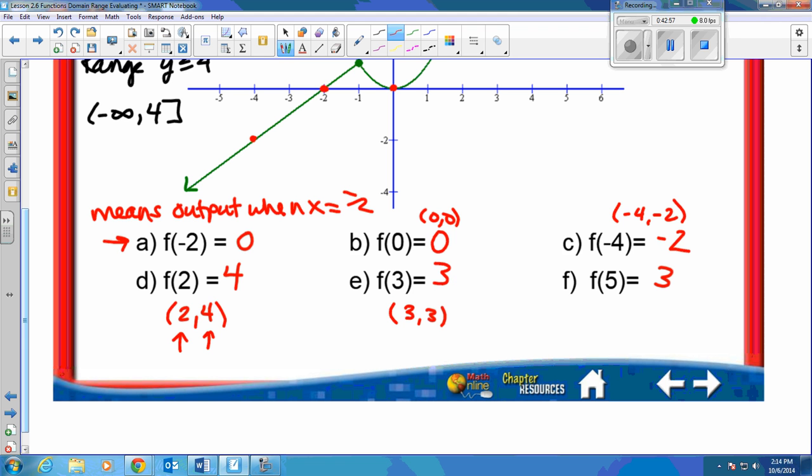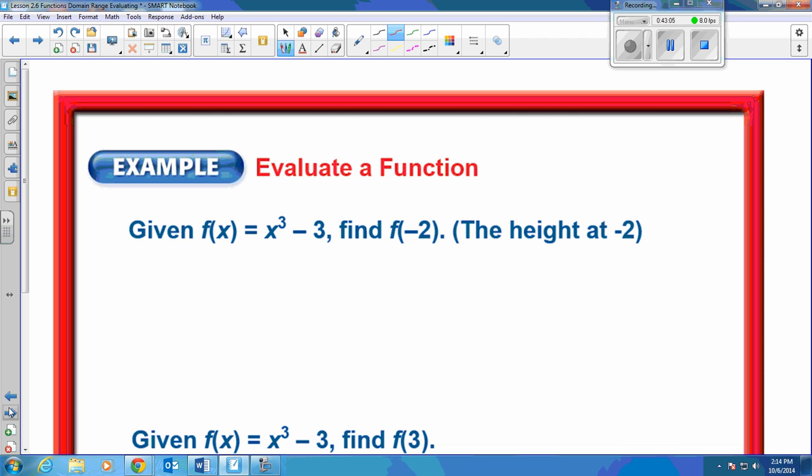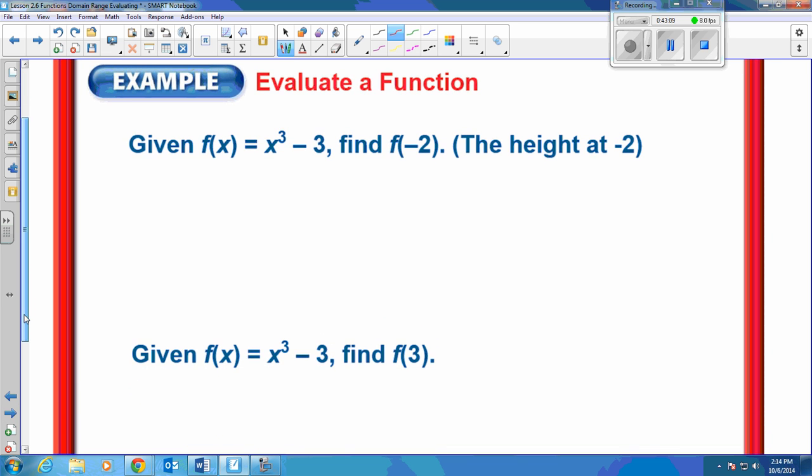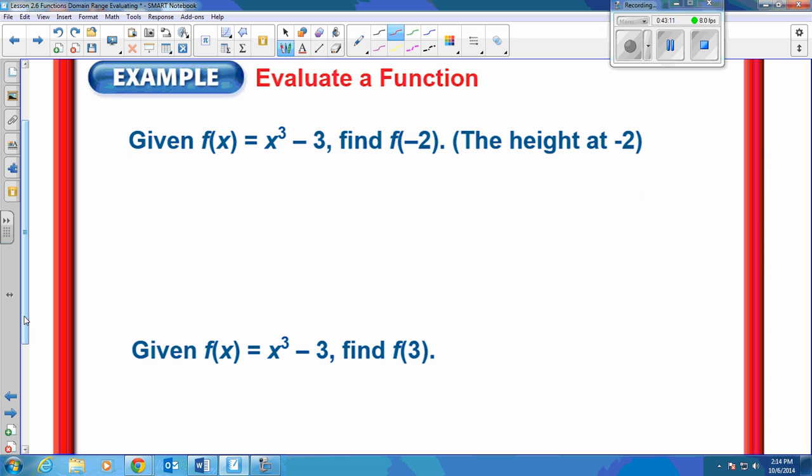So you're expected to be able to find the domain and range from a graph. You're expected to be able to evaluate a function from a graph. And then we're going to evaluate functions by hand. So this says, given that f of x is x cubed minus 3, find f of negative 2. So now I have my pretty little function machine, and his job as a function machine is to cube x and subtract 3.